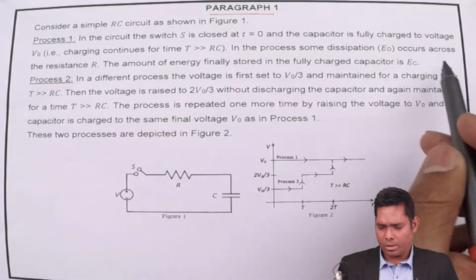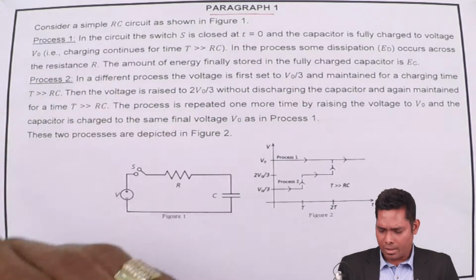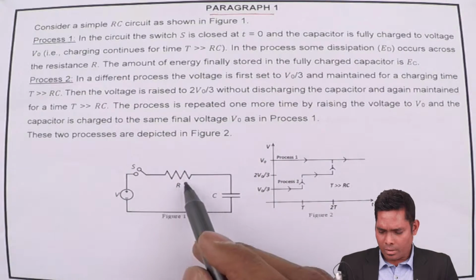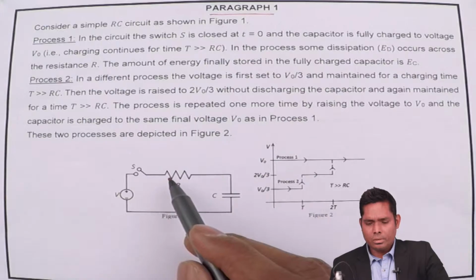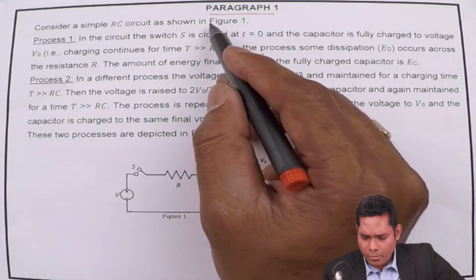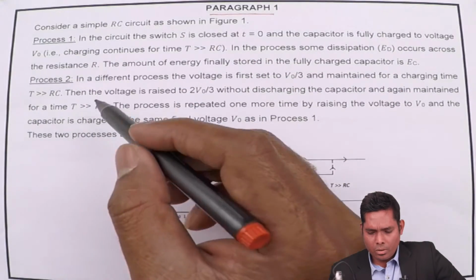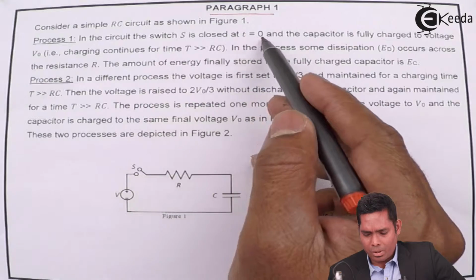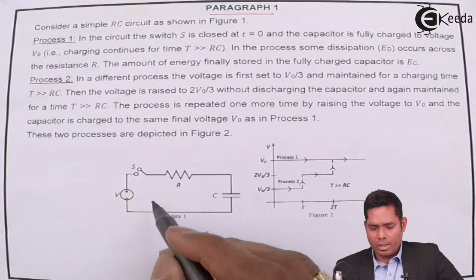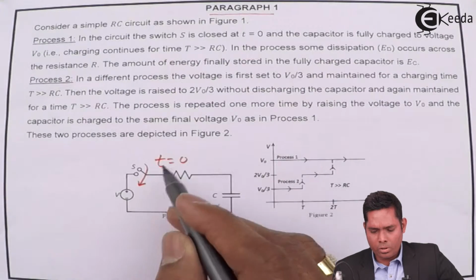First, let us read the question. Consider a simple RC circuit. There is one R and one C, capacitor and resistor. In figure 1, process 1, in the circuit, the switch S is closed at time t equals 0. So initially you close the switch at time t equals 0. This is process 1.